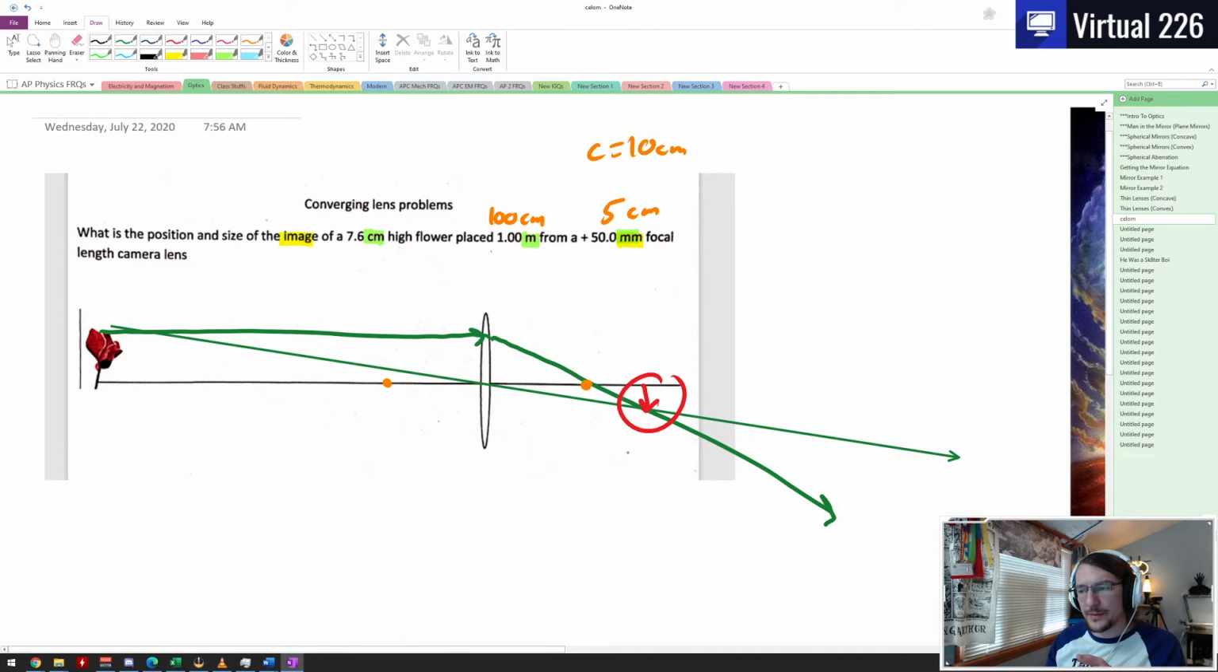So that's what we should see. We should see an inverted image, which means it's real. In theory, this should be a little bit smaller, and we'll see how this works out. So let's see what we got.